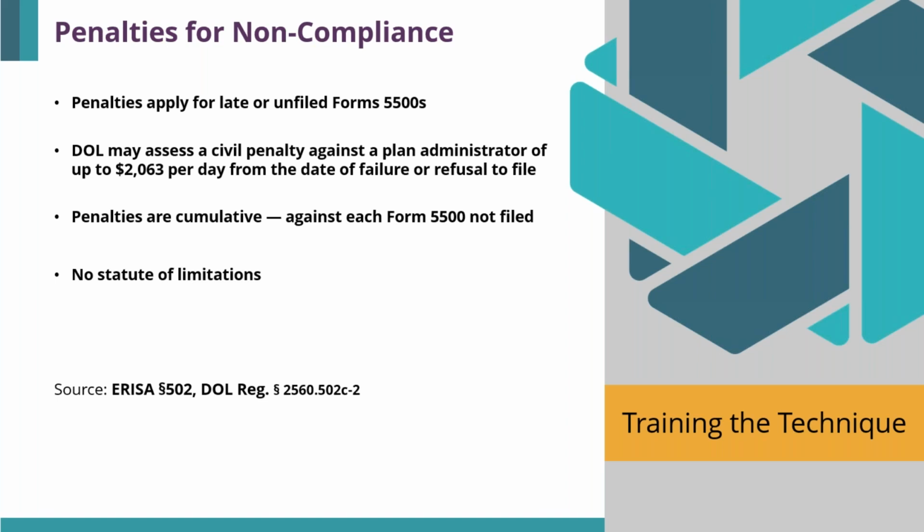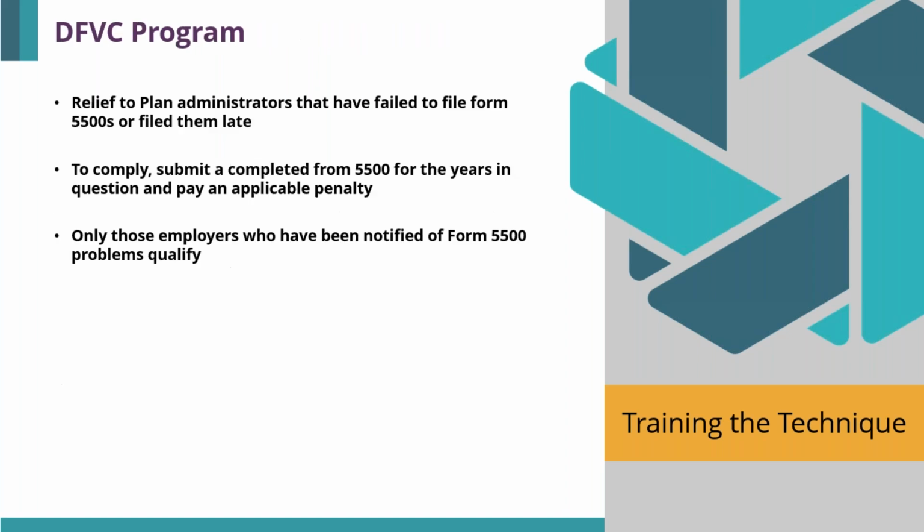The penalties for late or unfiled 5500s: the IRS or the DOL may assess a civil penalty of $2,063. The penalties are cumulative against each Form 5500 not filed, and there's no statute of limitations. So if you have not filed a 5500, please note there's a delinquent filer program, which I will describe in a few minutes.